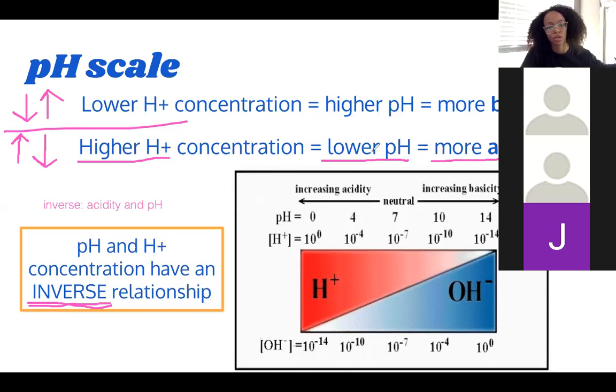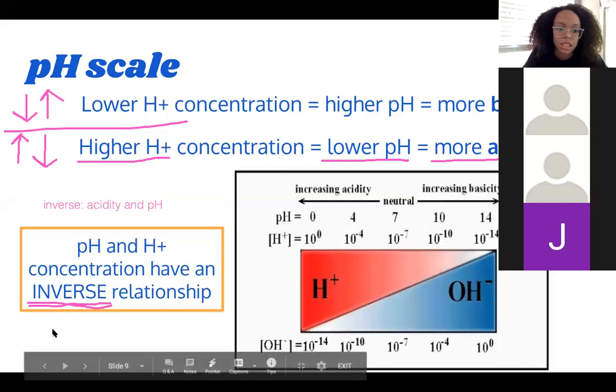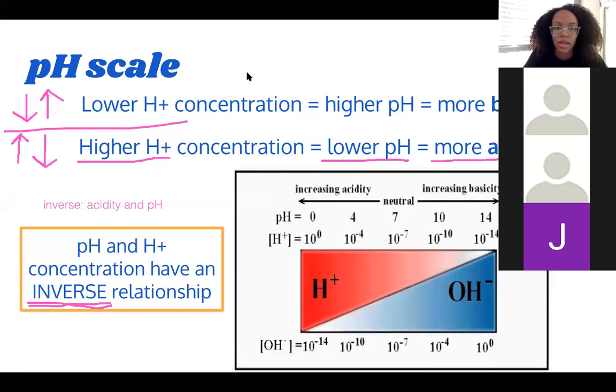All right, and then we're gonna look at this little graph down here. The graph has a lot going on, so I'm just gonna focus on what we care about right now, which is what this square here is showing us. At different pH levels, whether something is an acid or a base, it's always going to be a ratio of how much hydrogen ion we have and how much hydroxide ion we have.